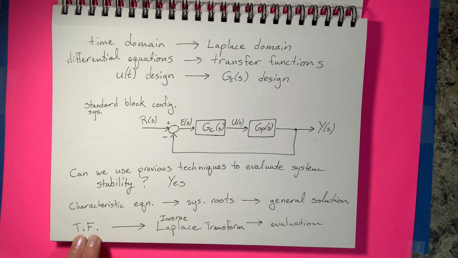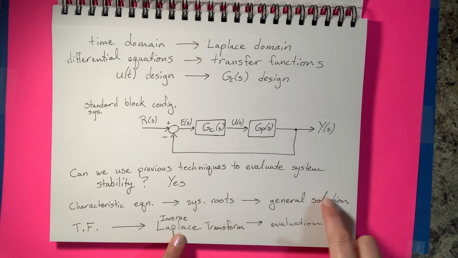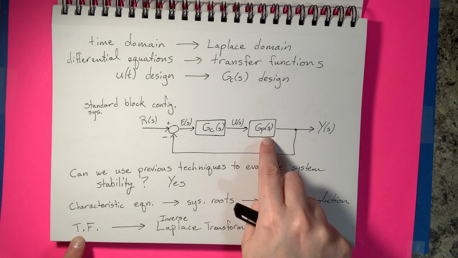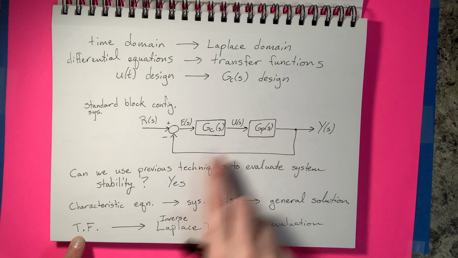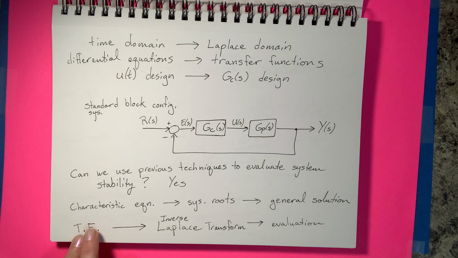We would take our transfer function, we would take an inverse Laplace transform, and then we could go through our evaluation. The other option is to take the transfer function, pick out the characteristic equation if it's visible, and this is if we are just evaluating a block by itself, okay? Just GP, say. And then we're able to follow this here.